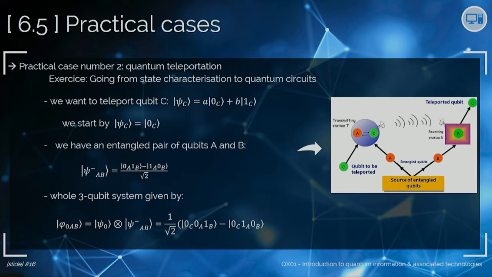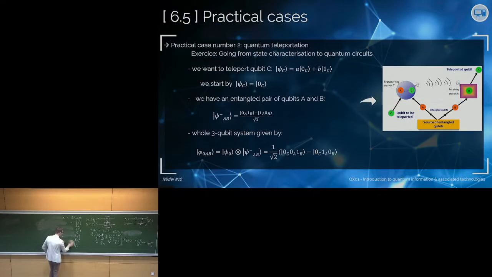So the first step is that you need your qubit C. The qubit C will be in the 0 state. So that's what I wrote there. So psi of C will be |0⟩_C. Okay? So not the state you want to teleport, because it's not yet in a superposition state.